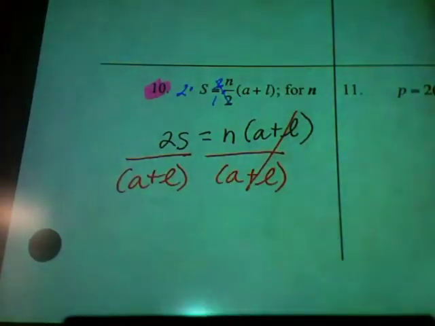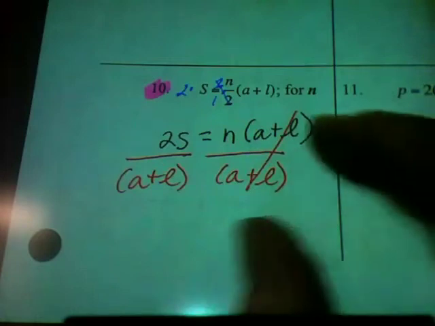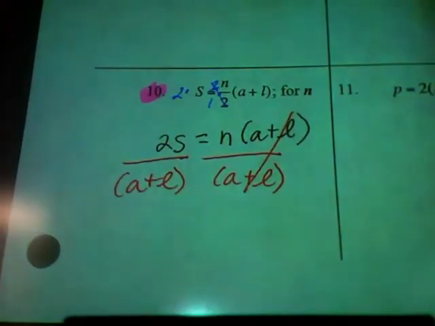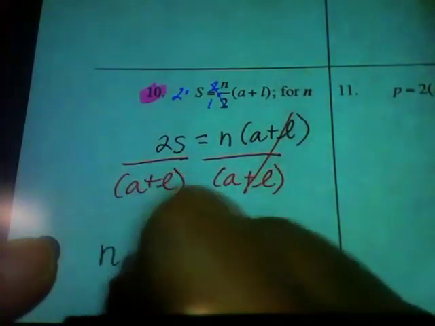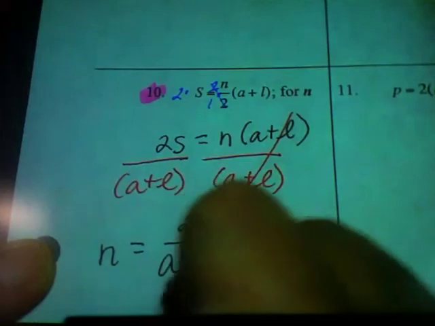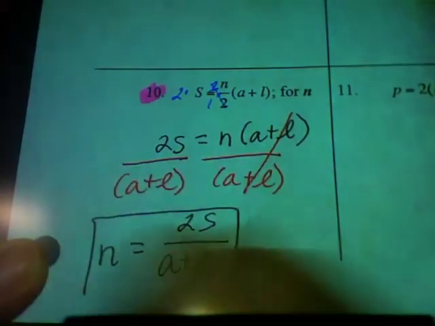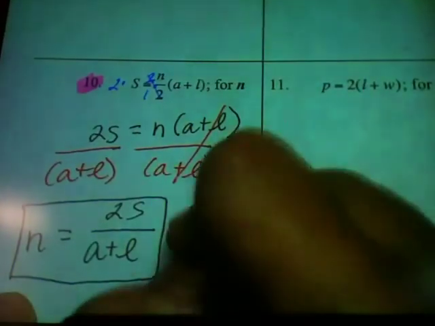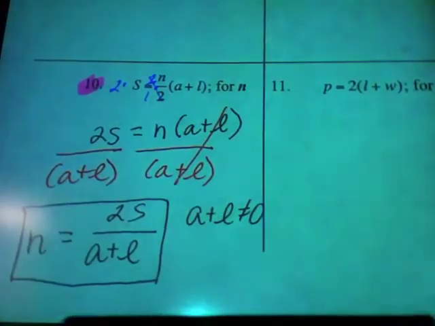Make sure your l's cursive. Then the a plus l's on the left cancel, and you're left with 2s over a plus l. So I'm going to write my answer. I'm going to use the symmetric property. N is equal to 2s over a plus l. But how are you going to deal with your restrictions? What do you set not equal to 0? Yeah, so we've got a plus l does not equal 0.